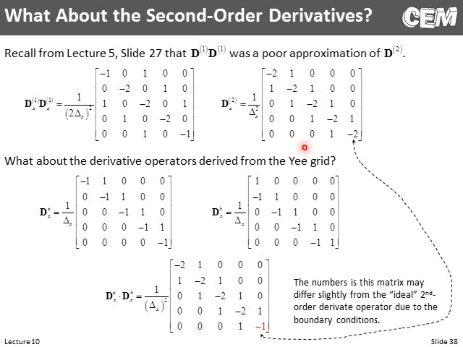Now let's see what happens on the Yee grid. We have a derivative for the electric fields in the x direction that looks like this. We have a derivative for the magnetic fields in the x direction that looks something like this. Now if we multiply these two together, voila, we get a very, very efficient second order derivative. So even more magic happens by adopting this Yee grid.